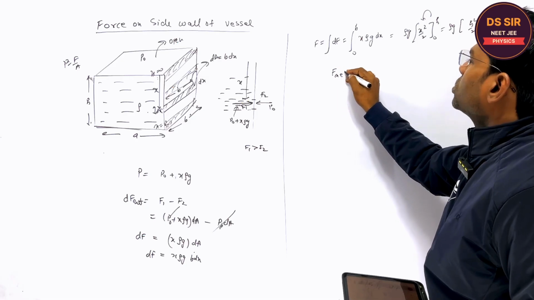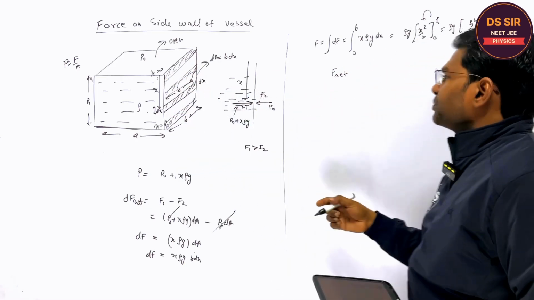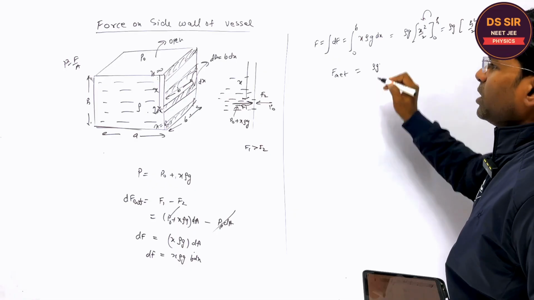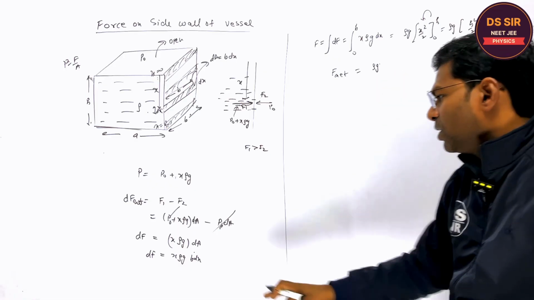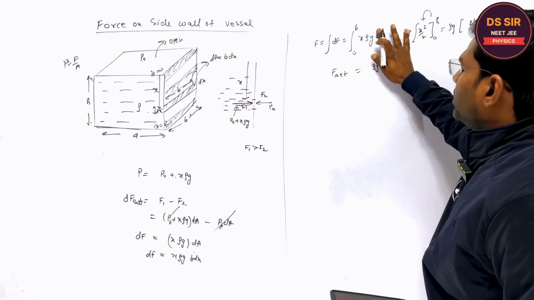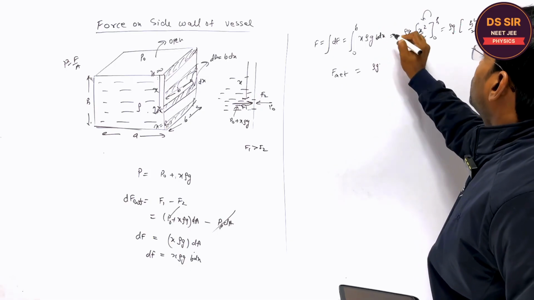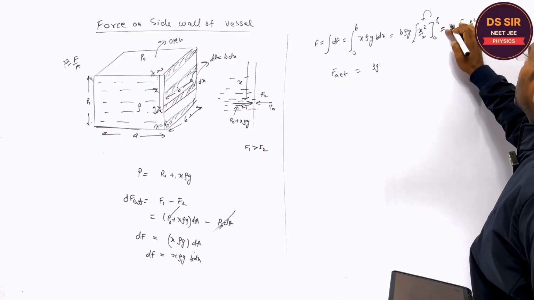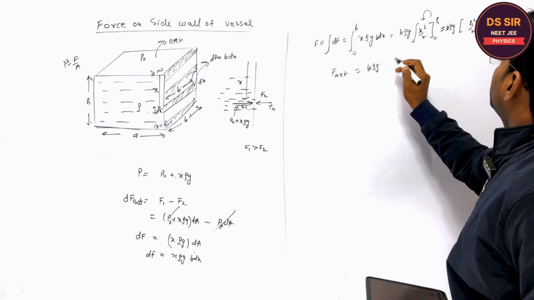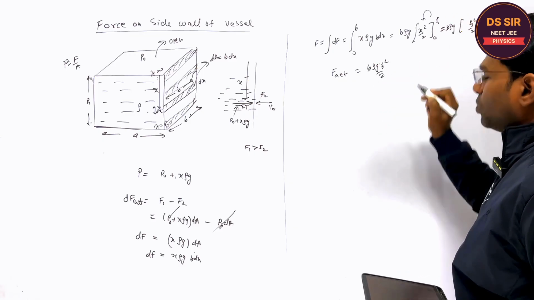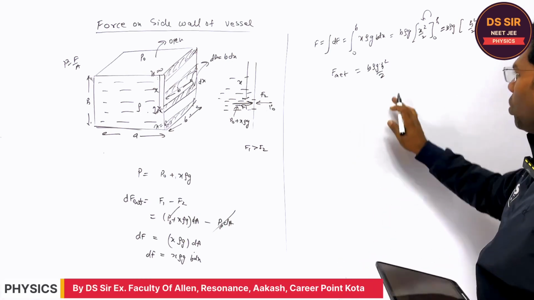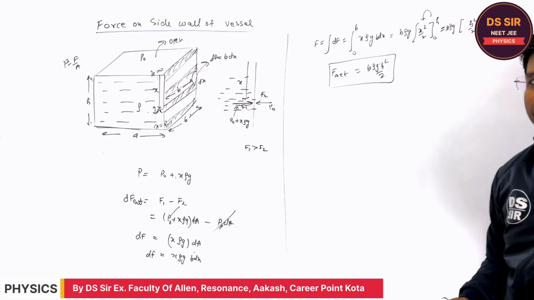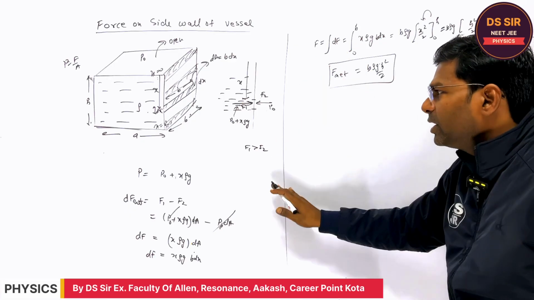What is the net force on this side wall? It is equal to rho g, and B is also left, so rho g B into dx. This is B, this is B, and this is B into h square by 2. Is it clear or not? Rho B g h square by 2. So this is the net force. Are you getting?